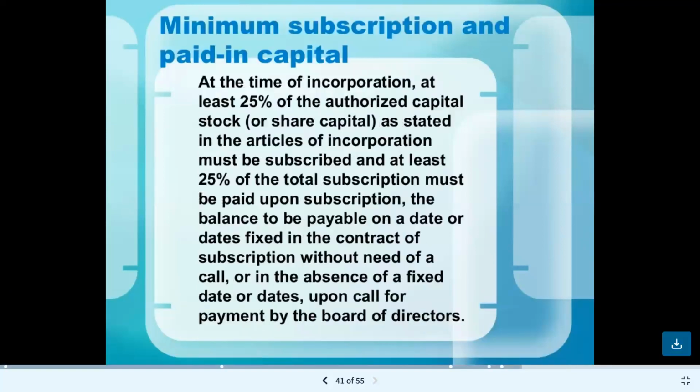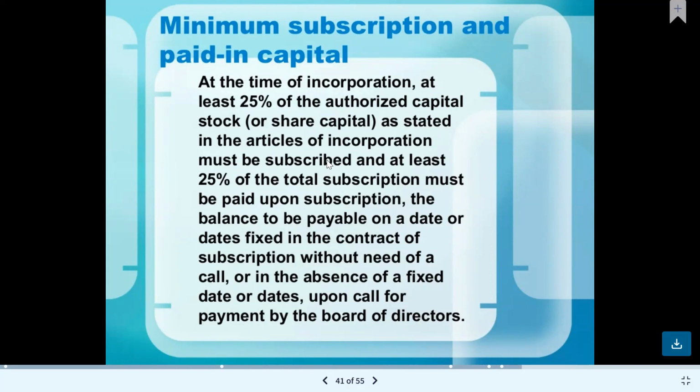Now, let's talk about the minimum subscription and paid-in capital of a corporation. Again, at the time of the incorporation, at least 25% of the authorized capital stock must be subscribed, and at least 25% of the total subscription must be paid upon. The balance is payable on a date or dates fixed in the contract of subscription without need of a call, or in the absence of a fixed date or dates, upon call for payment by the board of directors.